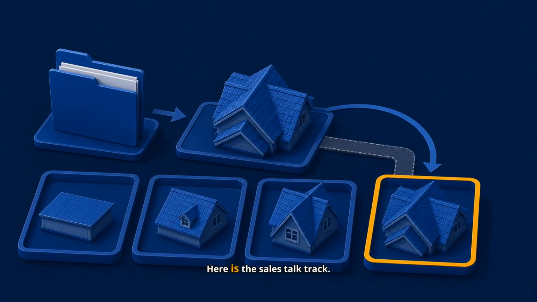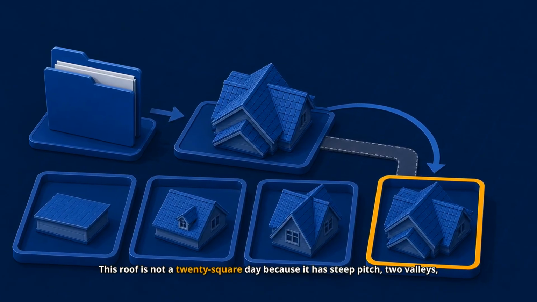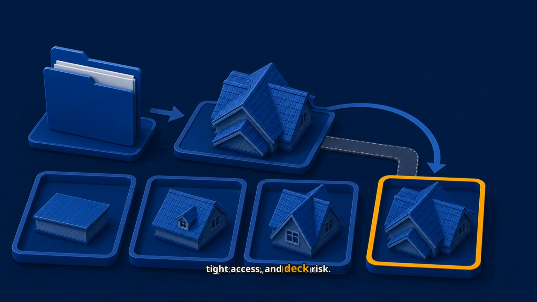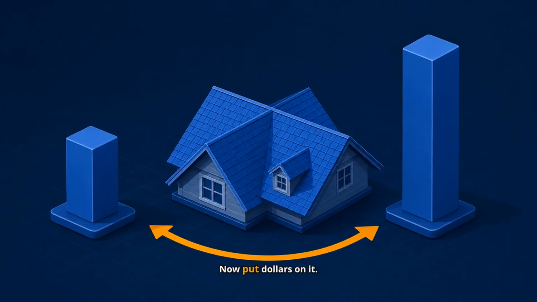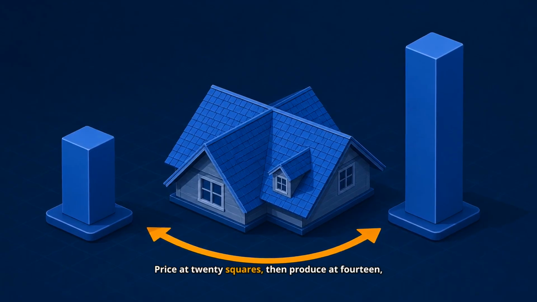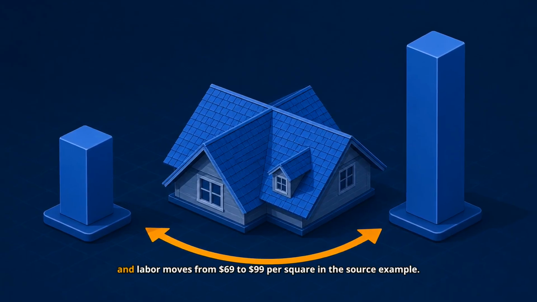Here is the sales talk track. This roof is not a 20 square day because it has steep pitch, 2 valleys, tight access, and deck risk. Labor line changed before the contract got signed. Now put dollars on it. Price at 20 squares, then produce at 14, and labor moves from $69 to $99 per square in the source example.